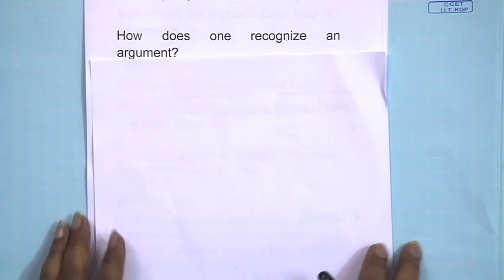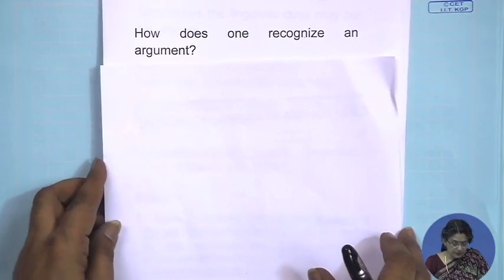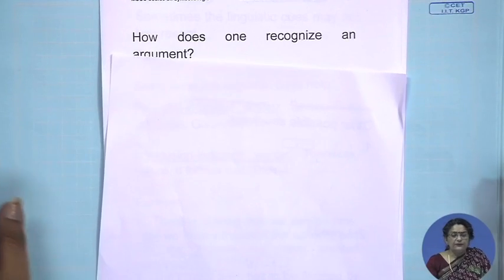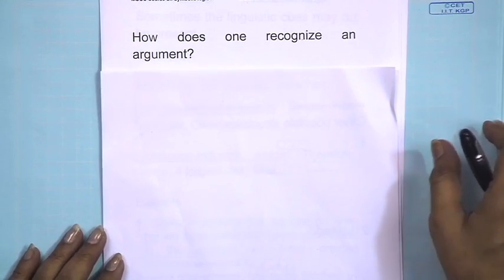So, first thing is, how does one recognize an argument? Are there any tips for recognition of an argument? Well, the first thing is to remember the definition of an argument. In our previous module, I have already explained that arguments are a special set of claims. So, if you do not know what claims are, then you will not be able to identify a set of claims. So, better that you clarify what you know about claims.